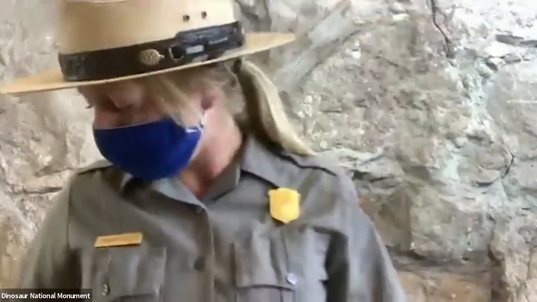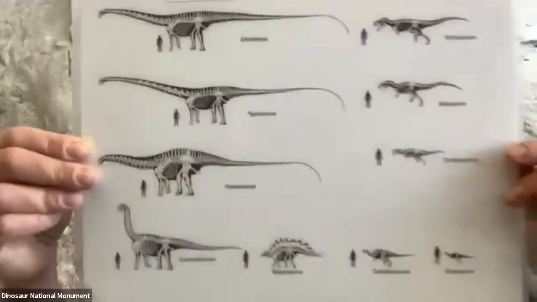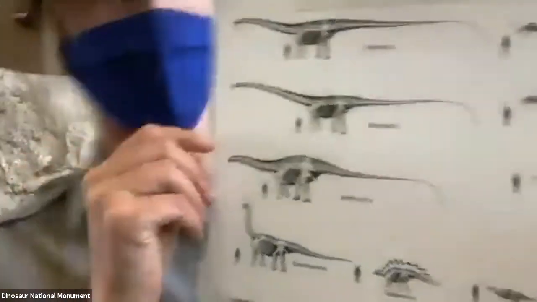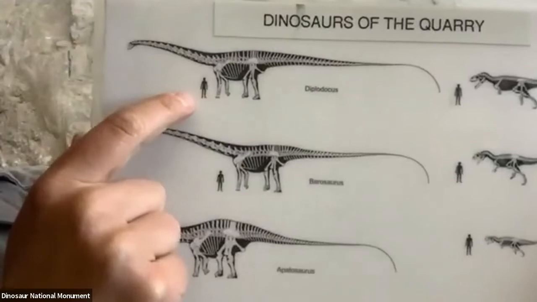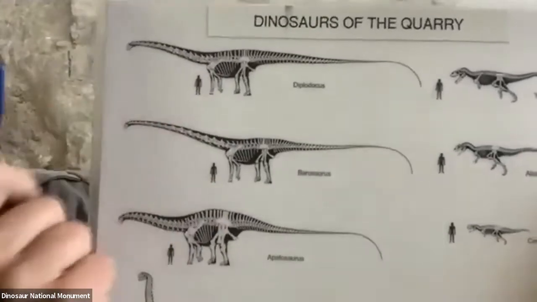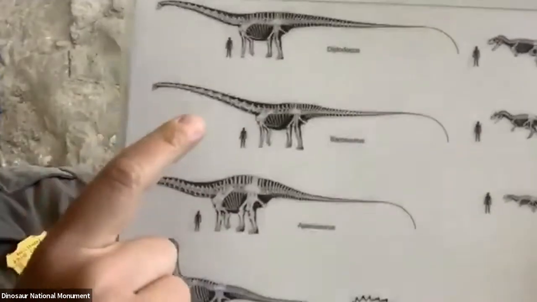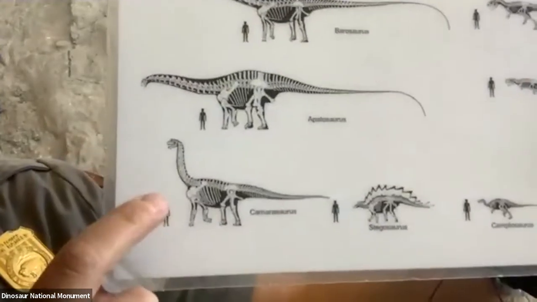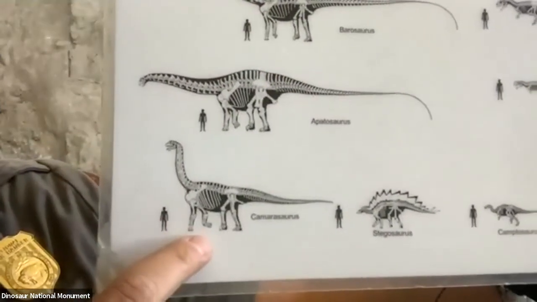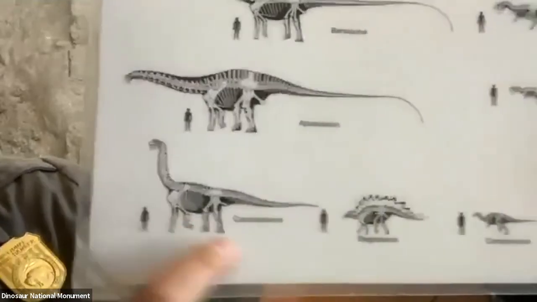Perfect. All right, so I'm going to show you guys this one. These are the 10 different kinds of dinosaurs that have been found here. I know it's backwards for you, so I'm just going to go through them. You can also see the person for scale, just to give you an idea. The different dinosaurs that have been found here: Diplodocus, Barosaurus, Apatosaurus, Camarasaurus. Camarasaurus is the most common dinosaur that we found here. So this is the most common one in the quarry.